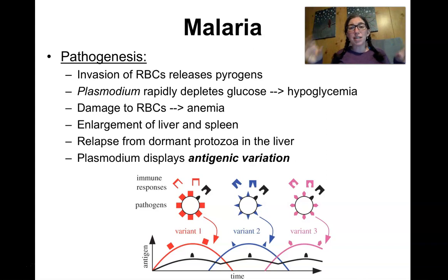It changes its surface antigens to a different shape so that when it comes out of the red blood cells, all those antibodies that you've made against it are now just bouncing off. They don't recognize it anymore. So you have to mount an entirely new immune response to them. So this antigenic variation is what really allows it to escape the body's immune response toward it and not be able to beat it.